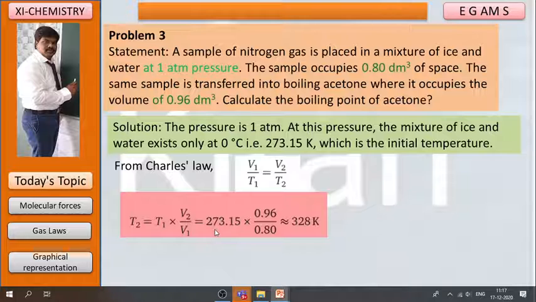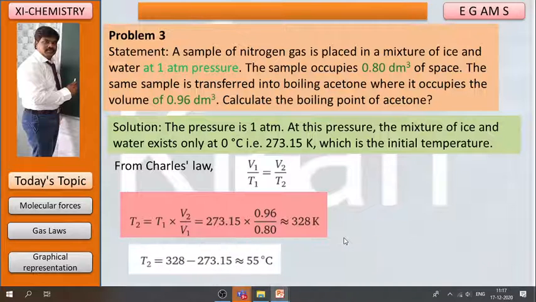T1, the initial absolute temperature, is 273.15, into 0.96, that is V2, already given here, and V1 is 0.80, that value is also in the question. So you will get approximately 328 Kelvin. When you subtract 273, the Kelvin value is changed into centigrade temperature, which is 55 degrees centigrade.